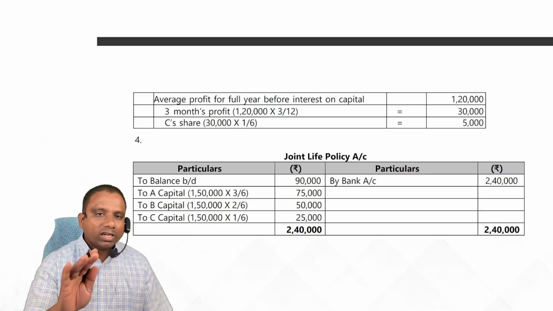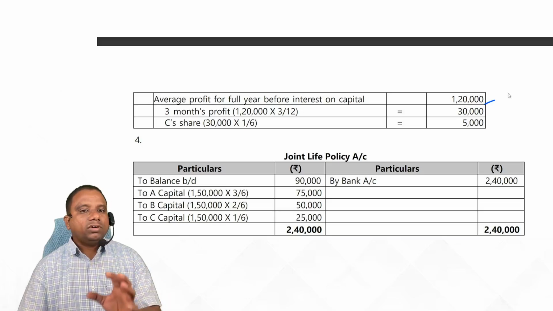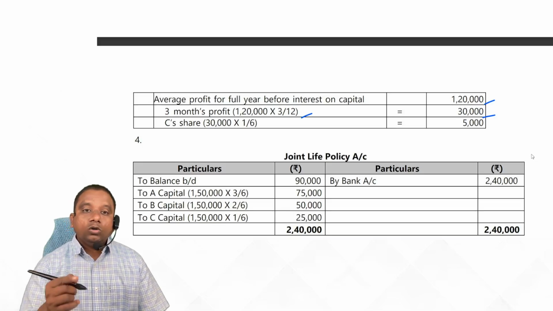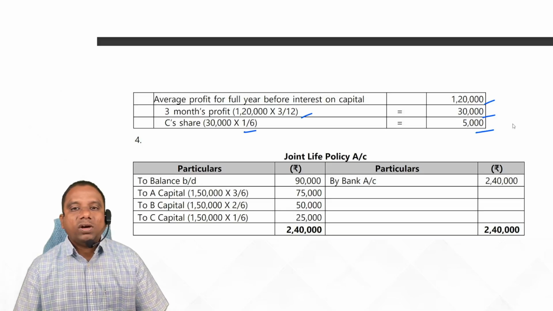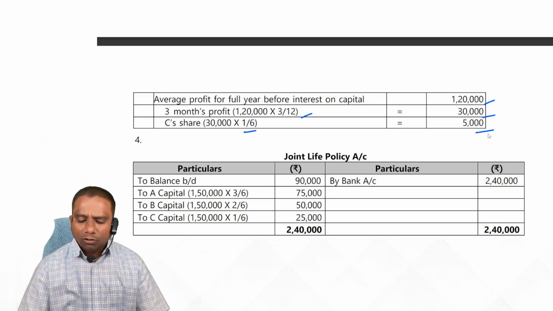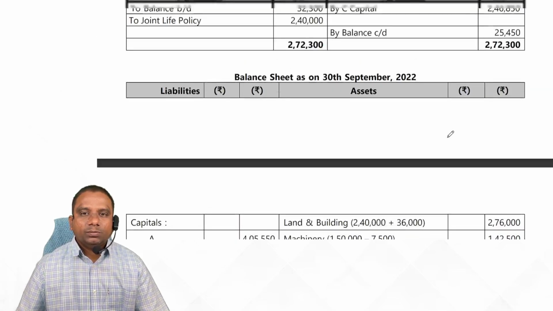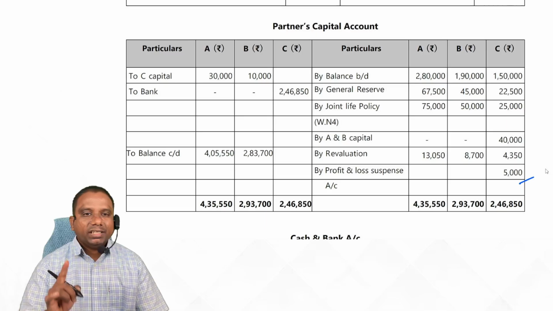Okay. Already we have calculated average profit now. What is the average profit? 1,20,000. He is alive for 3 months now. So 3 months profit is how much? 30,000. Out of that, C's share of profit is how much? 1 by 6. So 5,000. What is the entry we have to write for this? Profit and loss suspense account debit to C's capital account 5,000. This is another important calculation in this problem. 5,000. Yes or no, students?